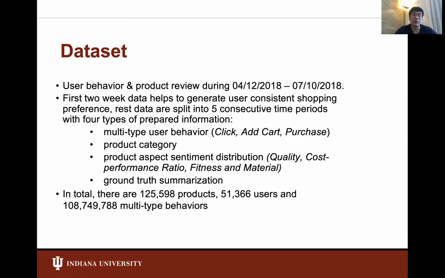with 4 types of prepared information, which includes the multi-type user behavior. We select 3 types of behavior here, including click, add to cart, and purchase. We also identify the product categories and pre-calculate the product aspect sentiment distribution. In this paper, we focus on 4 aspects, including quality, cost performance ratio, fitness, and material. We also have the ground truth summarization for evaluation and training. In total, there are over 100,000 products, 50,000 users, and 100 million multi-type behaviors.